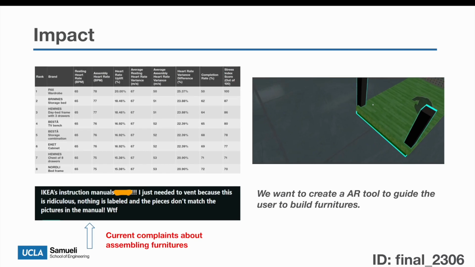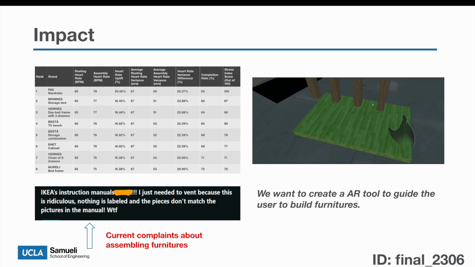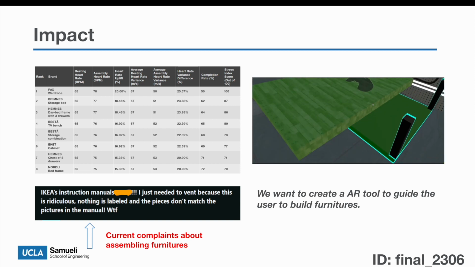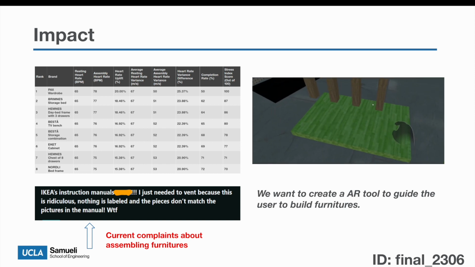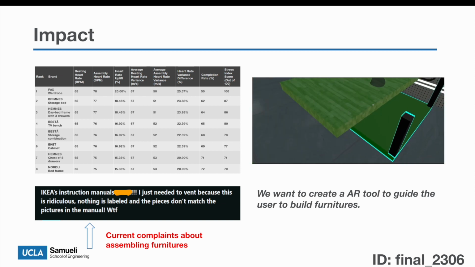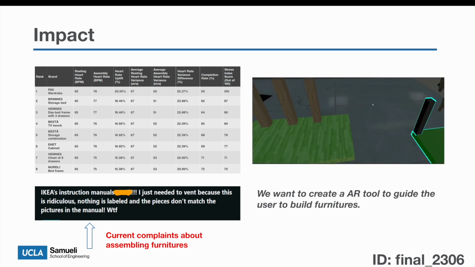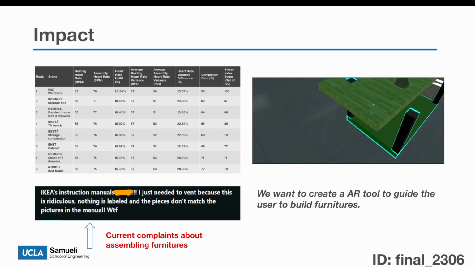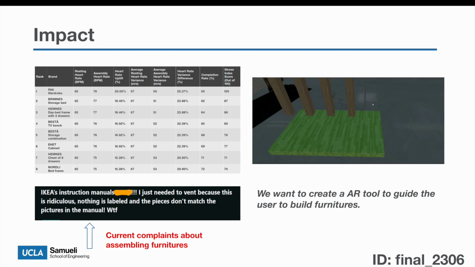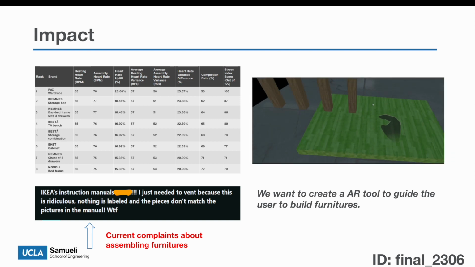First, we want to talk about the impact of our project. The figure on the left shows the ongoing complaints about assembling furniture from IKEA, and the chart shows the top 8 most frustrating furniture to assemble. We can see the completion rate only ranges from 15 to 70%. And the animation on the right shows our idea: we want to create an AR tool that can guide users to build furniture.